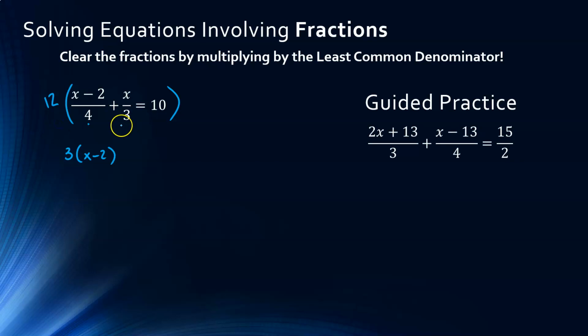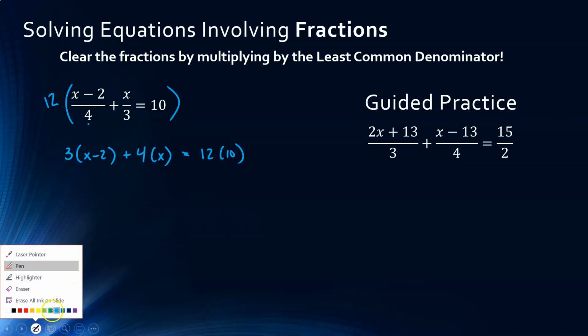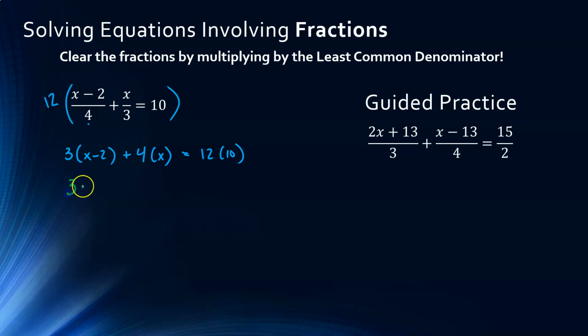And then we look at the next one. How many times does 3 go into 12? Well, 3 goes into 12 4 times. We'll be left with 4 to multiply that numerator by, which is just x. And for the last one, there's nothing to divide 12 by, so in the last one, we're going to have equals 12 times 10. And now I'm just going to simplify this, so I distribute the 3 through. And so when you do that, we would get 3x minus 6 plus 4x equals 120.